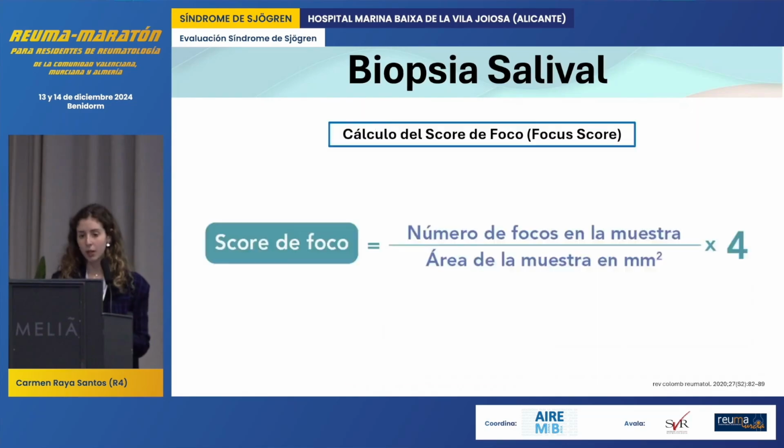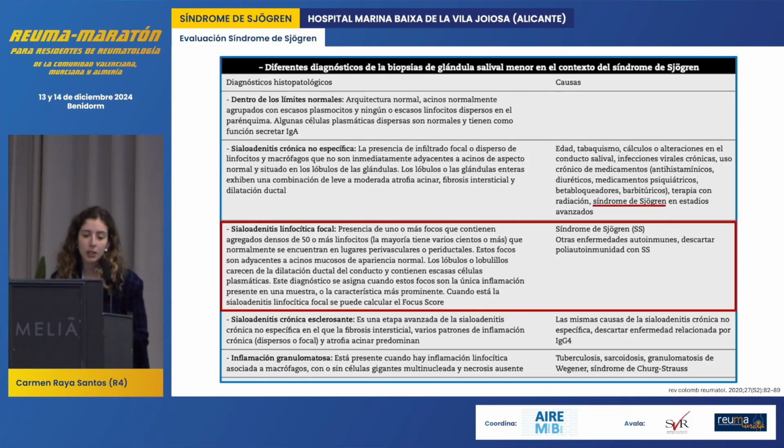How is the focus score calculated? Well, it's the number of foci in the sample divided by the area of the sample in square millimeters, and then multiplied by 4. And this is what is typically seen, focal lymphocytic sialadenitis, which we will see in an image on the next slide. But we also see that Sjögren syndrome in advanced stages can present with non-specific chronic sialadenitis, meaning it can also show other changes that might make us question the diagnosis a bit.